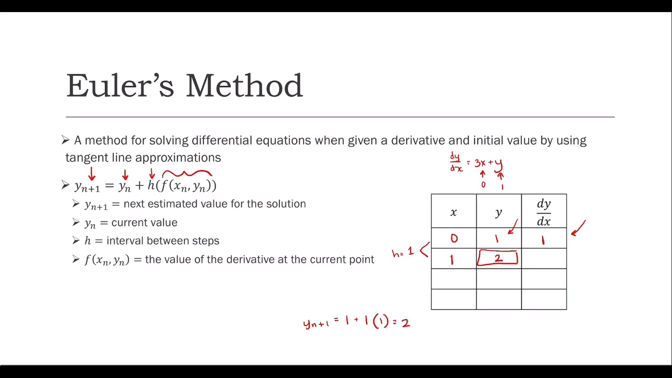So then your value would be 2 here, and then you could figure out the derivative at that point. So you would have 3 times 1 plus y, which was 2, so that's going to equal 5. So your slope is 5 there. So then your next one, your y_{n+1}, we'll use 2 for x. So then we have y sub n, which is your previous one. So our previous y was 2, plus our step times the previous slope, so times 5. So this equals 2 plus 5, which is 7. So then our new y value is 7.